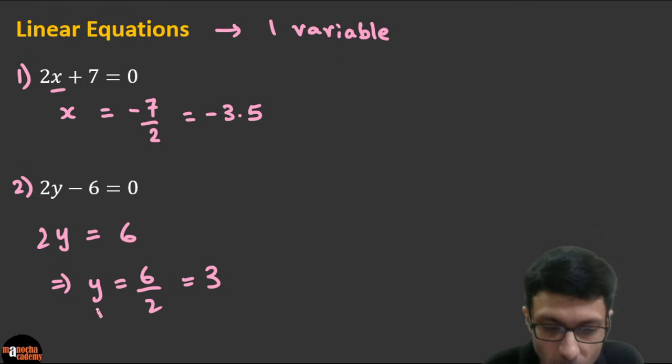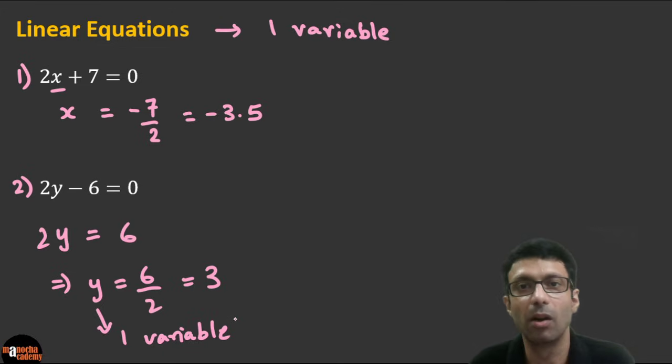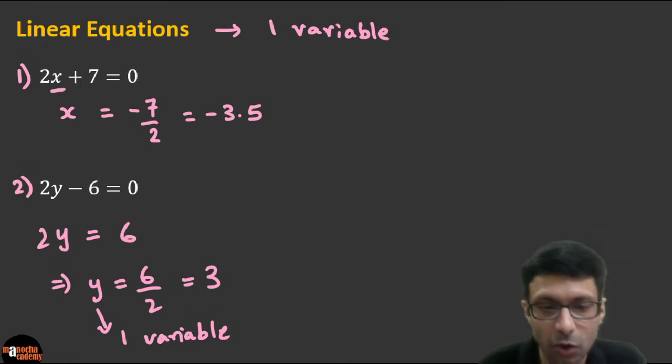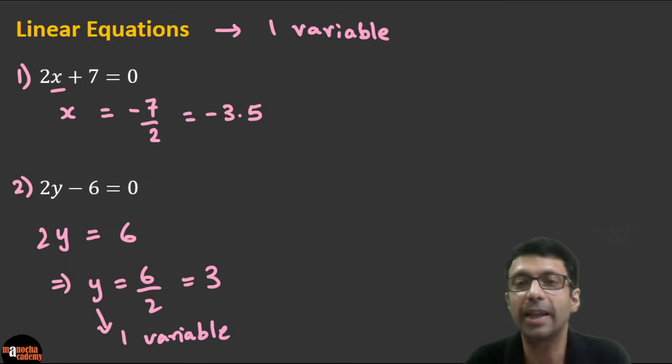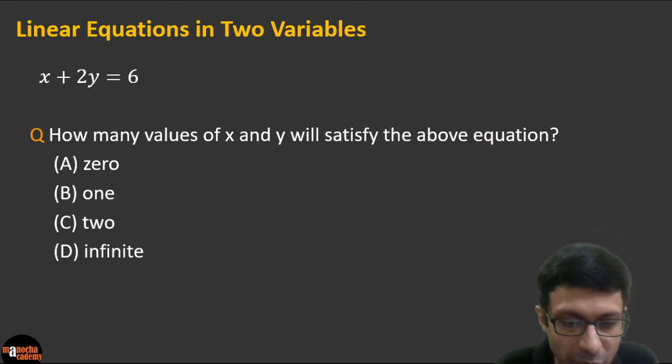Again, we have only one variable, so we have the linear equation in one variable. Clear here? So we can represent this solution on the number line. We can put x on the number line at minus 3.5, and y we can put as 3. Clear? Now let's talk about another interesting thing.